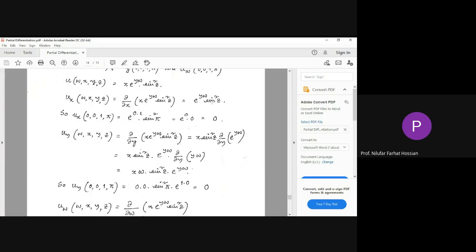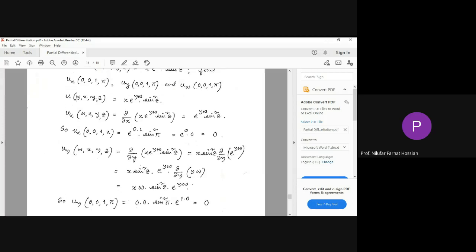Now you just put down the values of y, w, and z. This is for w, x, y, z. X is 0, y is 1, and what is w? W is 0. This is z, z is pi, okay? So sine pi is 0, so ultimately the result is 0.